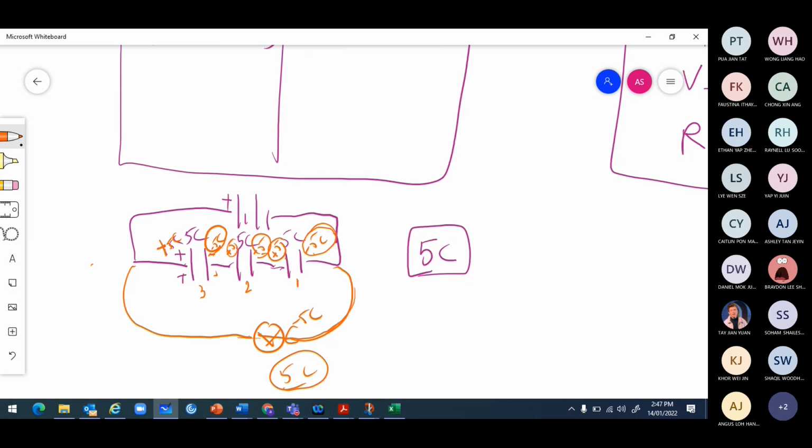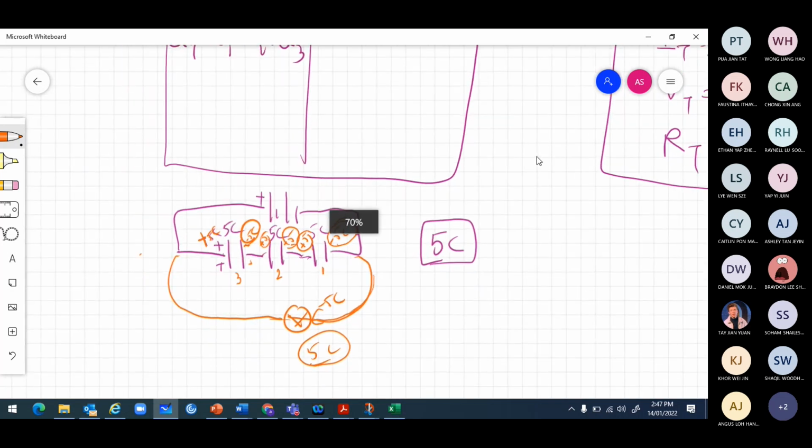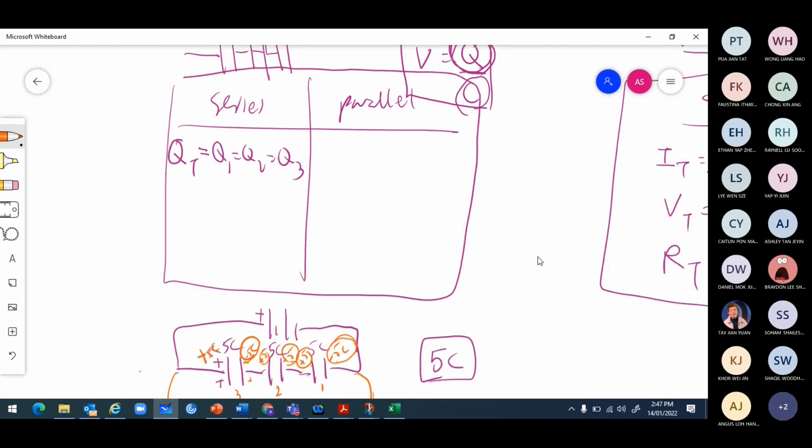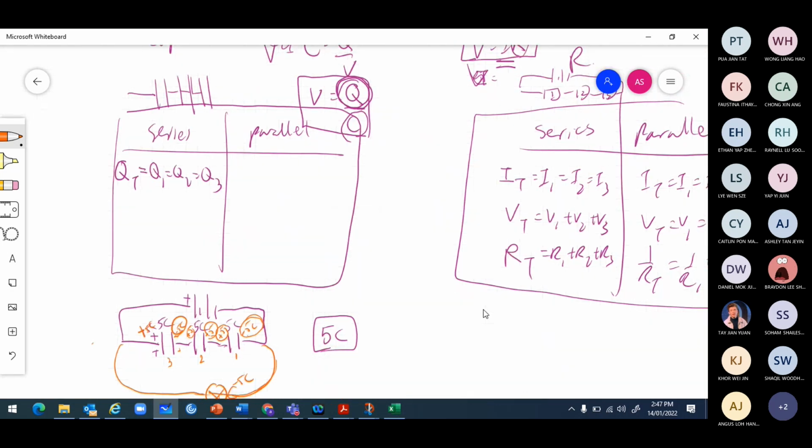So the conclusion is that the total charge of the circuit is 5 coulomb. So Q total is Q1 equals Q2 equals Q3, similar to the resistor current formula.